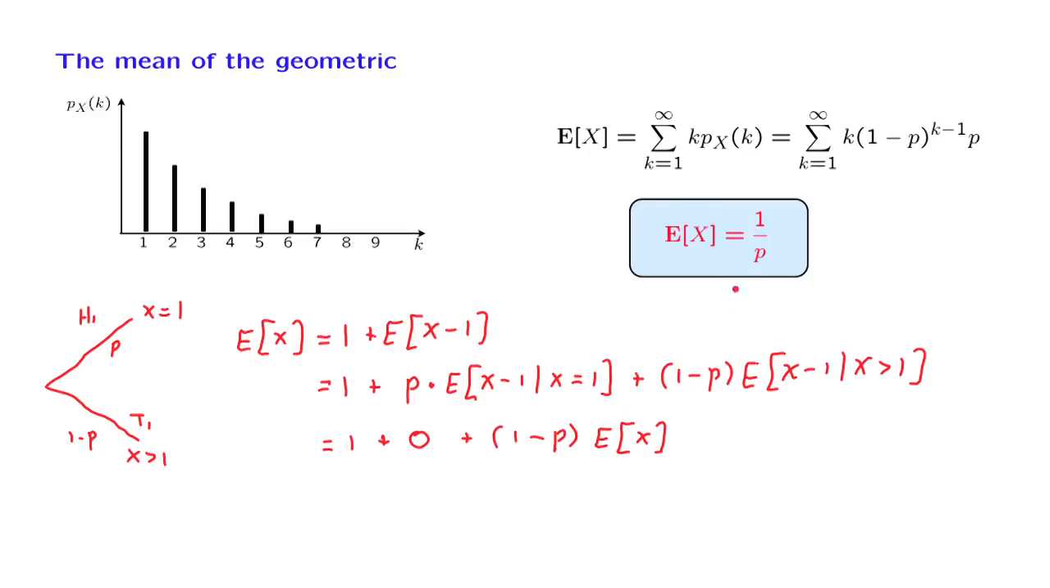By the way, this answer makes intuitive sense. If p is small, this means that the odds of seeing heads is small, then in that case we need to wait longer and longer until we see heads for the first time.